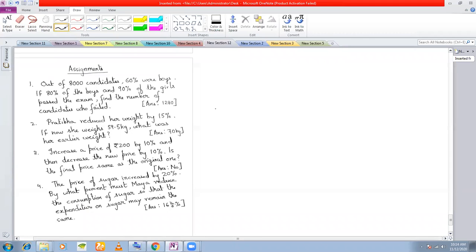So first of all, increase by 10%. What is the increased price? You're increasing 200 by 10%. So this is the increased price. This cancels, and you get 11 by 10 into 200, which is 220. We increased by 10%. Now this 220 that we got, we are decreasing by 10%.